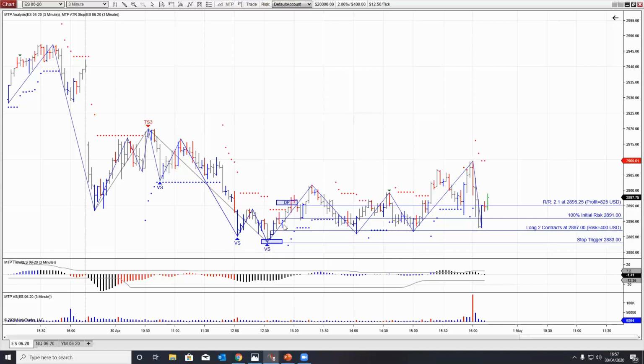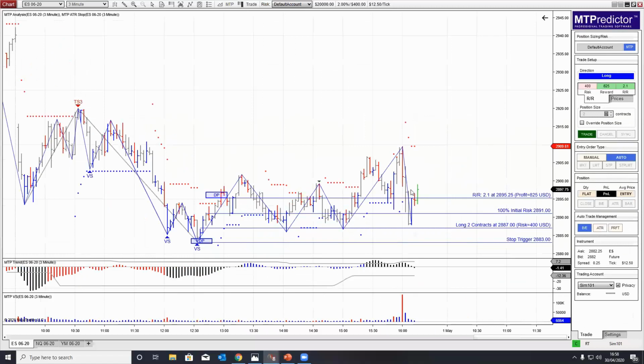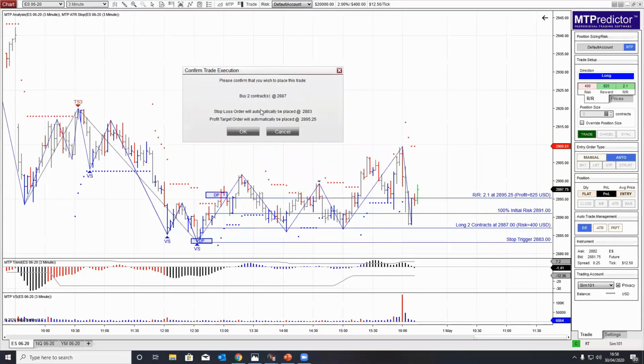So it tells you where the target levels are. And obviously when you have our trade manager on, if you're placing that trade, obviously I can't do it now, but then it will, as you can see, place that order for you.